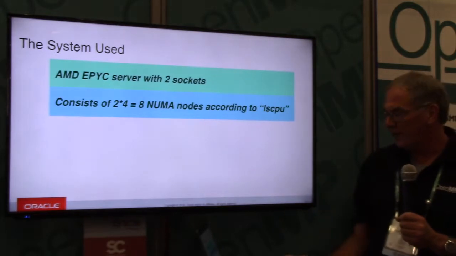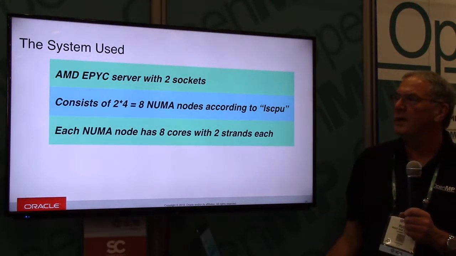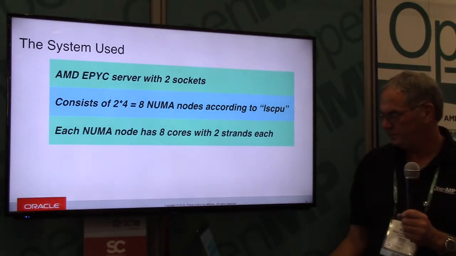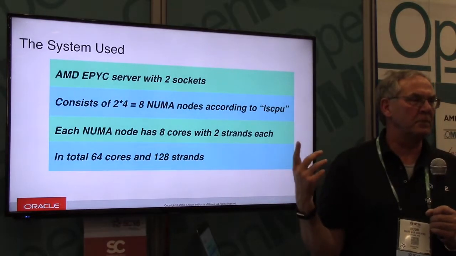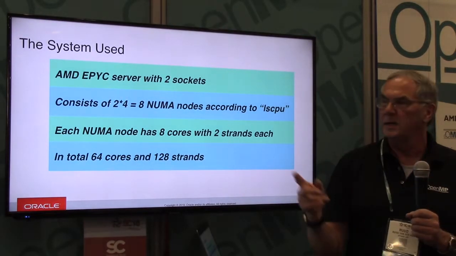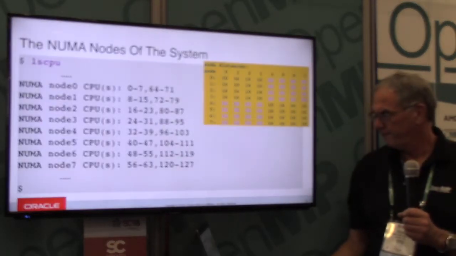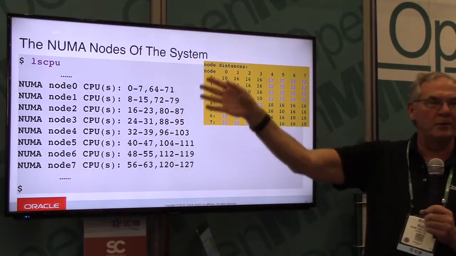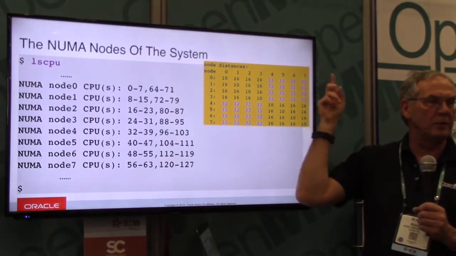You check that with lscpu, as I showed. And you also find out each NUMA node has 8 cores and two strands each. So in total, a 2-socket AMD EPYC box, the high end, I must say, has 64 cores and 128 strands. So lscpu now gives a more interesting output. It'll give you all these numbers, and you'll see the latency table for all the 8 nodes.